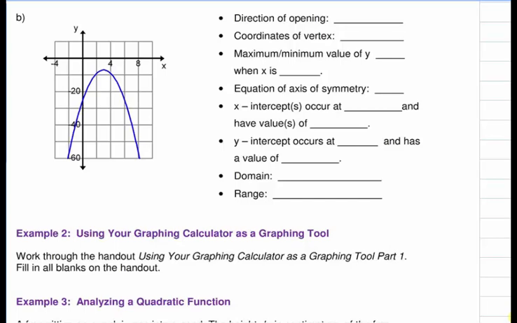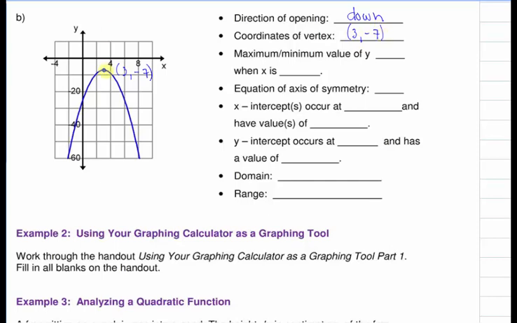Okay, so in this example we have a parabola that opens down. The vertex of this particular graph, and you're going to have to kind of guess at this, but I know what it is. It's at (3, -7). I know it's kind of hard to tell on this graph, but those are the coordinates for your vertex.